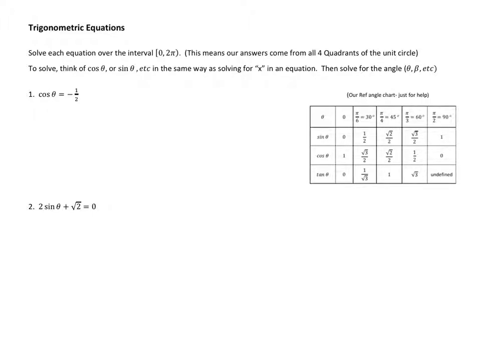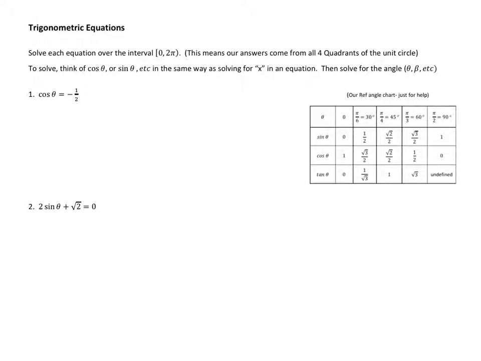The cosine of theta equals -1/2. This is a very basic example, but the way we want to approach all of these equations is to treat the cosine of theta or the sine of theta, tangent theta, whichever one is in our equation, like we would treat an x when we're solving a regular algebraic equation. We want to get it in the form x equals a number. In this case, we want to start by trying to get cosine of theta equals a number. Then once we get there, we can try to find the theta that makes the equation true.